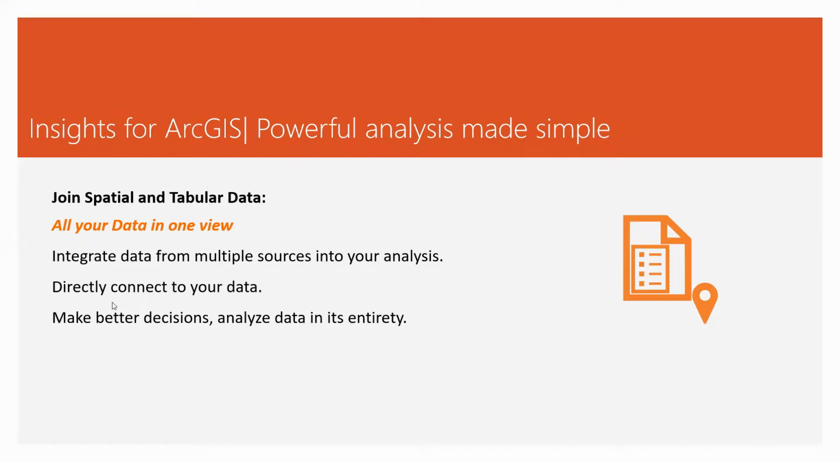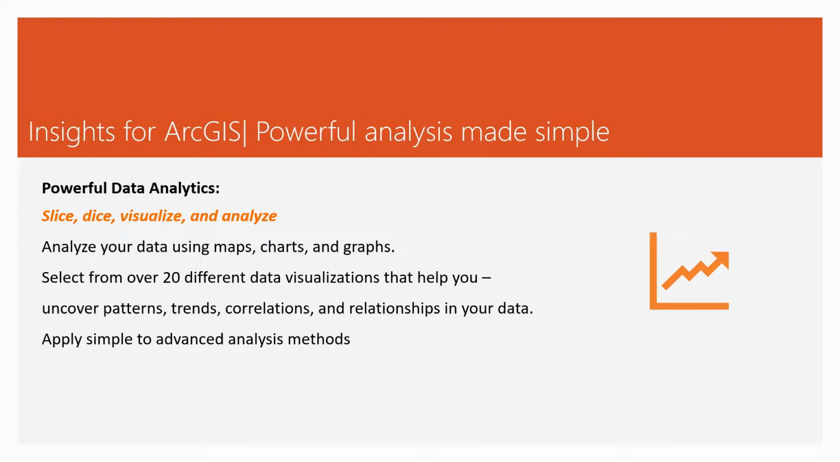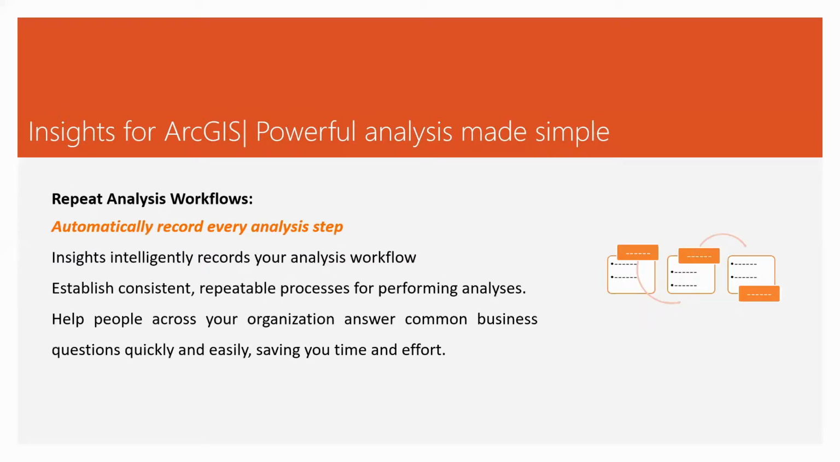So we can join spatial data and attribute data because we are able to directly connect to the data here, and we can make better decisions out of our analysis. Here we can slice the data, dice the data, visualize, and analyze it, which helps us find patterns and trends in the data, correlate between different variables, find the relationships between the variables, and perform various kinds of simple to advanced analysis.